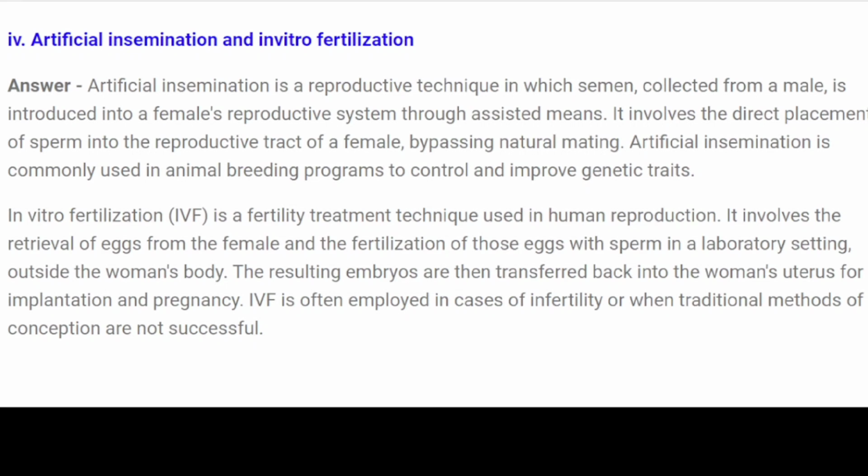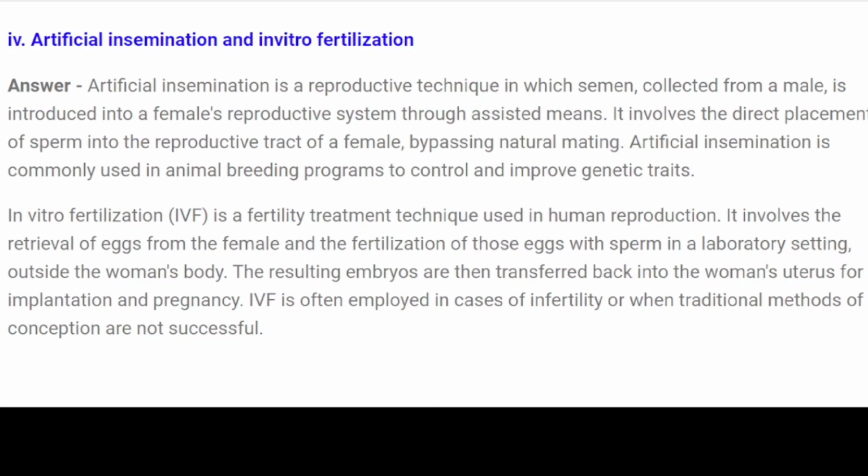In vitro fertilization, IVF, is a fertility treatment technique used in human reproduction. It involves the retrieval of eggs from the female and the fertilization of those eggs with sperm in a laboratory setting outside the woman's body. The resulting embryos are then transferred back into the woman's uterus for implantation and pregnancy. IVF is often employed in cases of infertility or when traditional methods of conception are not successful.